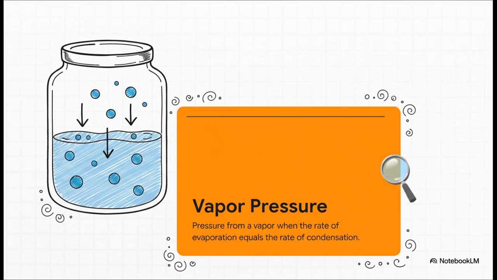So, imagine you've got a closed container with some liquid in it. Some of those liquid molecules are always going to have enough energy to escape and become a gas. That's evaporation. But as the gas molecules build up, some of them are going to get recaptured by the liquid. That's condensation. When those two rates become equal, you hit equilibrium. And the pressure from that gas at equilibrium, that's the vapor pressure.